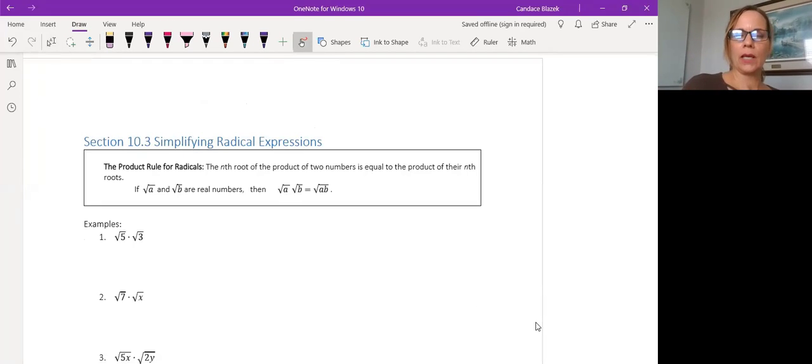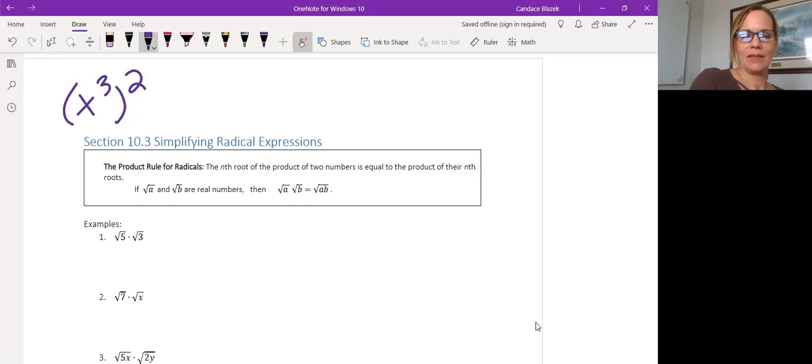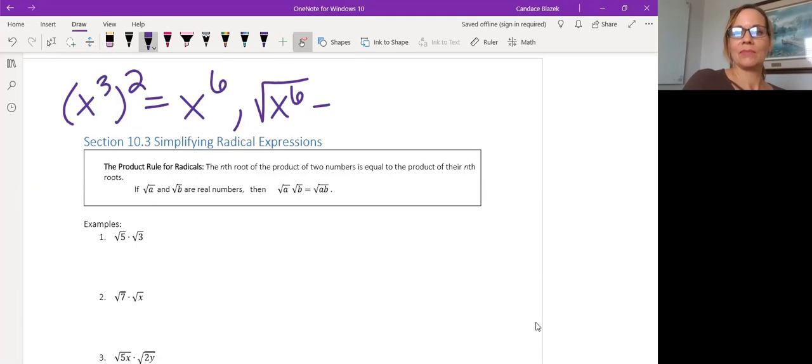And so I want to take a look at what perfect square exponents look like. So we'll have to do a few. It's pretty quick to catch on. So if I had x cubed and this whole thing is squared, remember we multiply the exponents, so we get x to the 6th. So what that means is the square root of x to the 6th is the principal square root of x cubed.